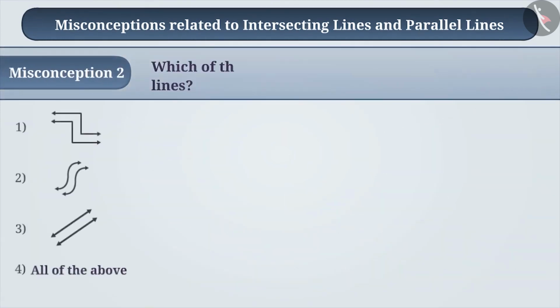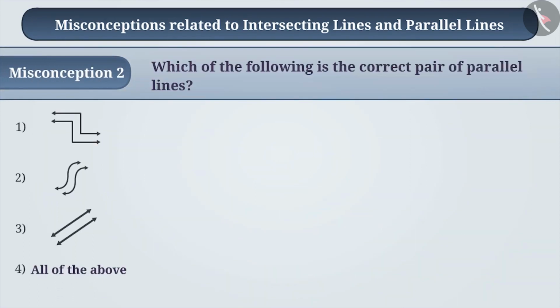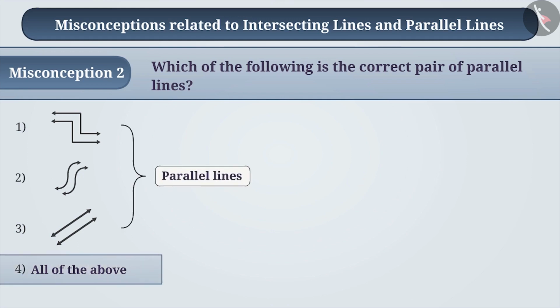Misconception 2. Which of the following is the correct pair of parallel lines? Many students understand that lines are represented in the first three options. They think that the pair given in each option do not intersect each other. Therefore, in all three options, a pair of parallel lines is represented. Therefore, they choose option 4, which is a wrong answer.